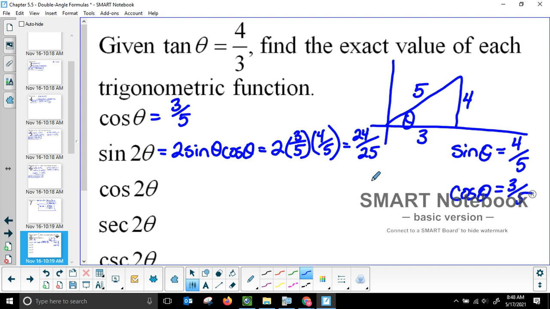Right, so go ahead and try to do cosine of 2 theta. Now, there's three different formulas. Since we know sine and cosine, you can use any one of them that you want. It doesn't matter. You'll get the same answer with all of them. Okay? So do go ahead and try that.